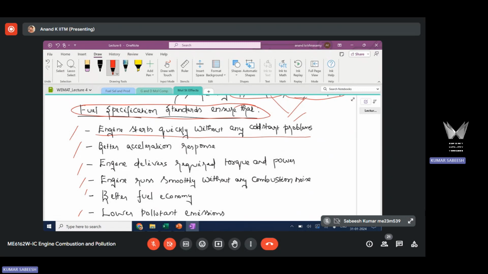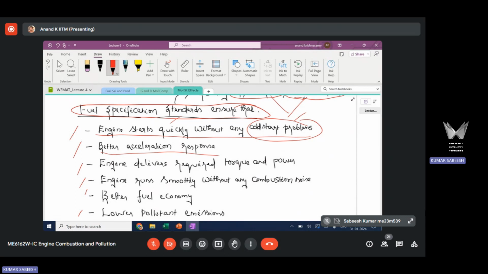Okay, so these legal specification agencies check the fuel quality, ensure that the engine starts without any problem, especially without any cold start problem. This is one of the requirements. Better acceleration response. As you know, as soon as you press the accelerator pedal, what we expect from the vehicle is that it provides higher torque and higher power in no time. We want immediate response.